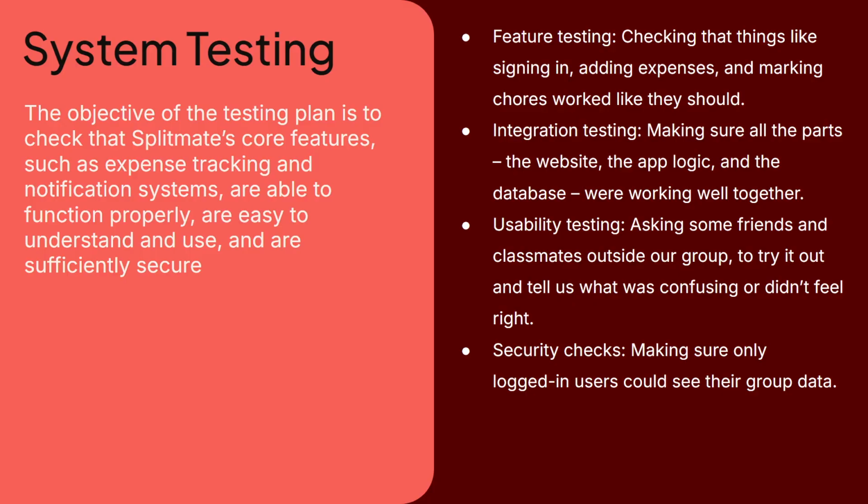So for system testing, the objective of the testing plan is to check that Splitmate's core features, such as expense tracking and notification systems, are able to function properly, are easy to understand and use, and are sufficiently secure. Some of these testing types are feature testing, checking that things like signing in, adding expenses, and marking chores work like they should.